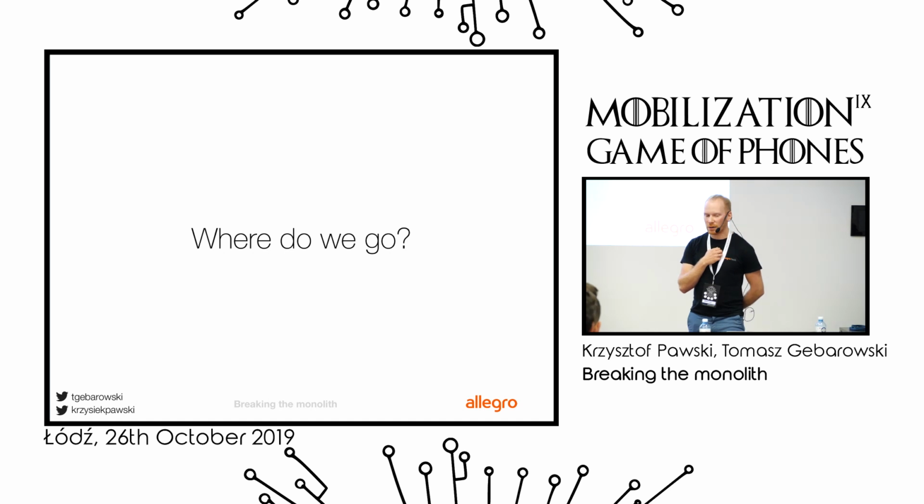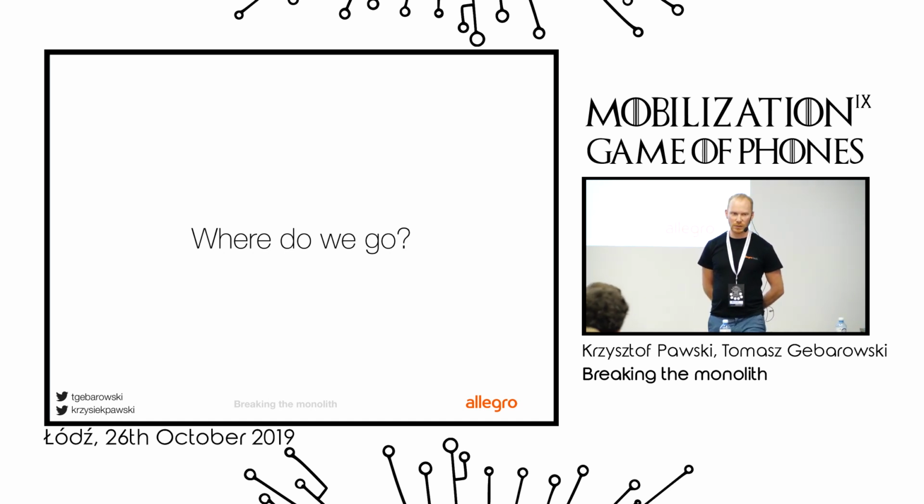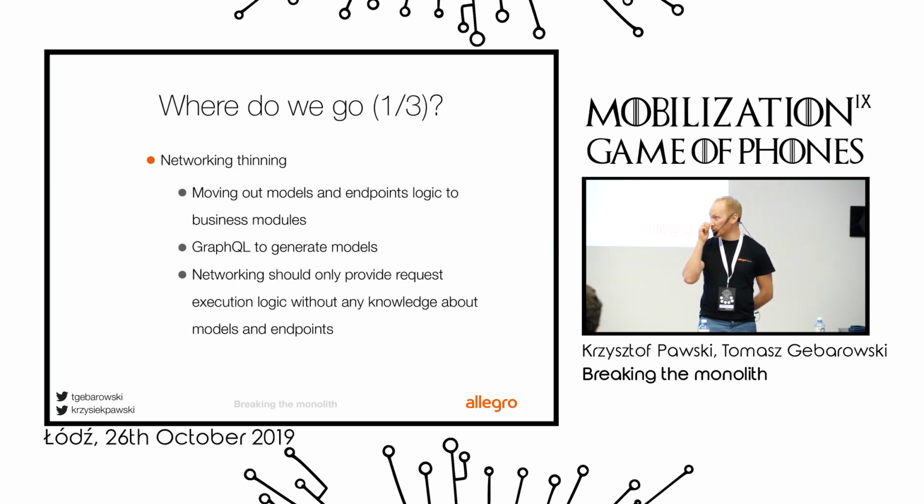So where do we go? What are our plans for the future, and how do we want to develop our modularization? For sure, we need to send our networking module on some workout to lose some weight, because it's too heavy now. We are moving models and endpoint logic out of it and moving them to business modules where they are used and when they are needed. But because of this, we have some duplication. For example, the offer model is the same in offer view and offer comparison.